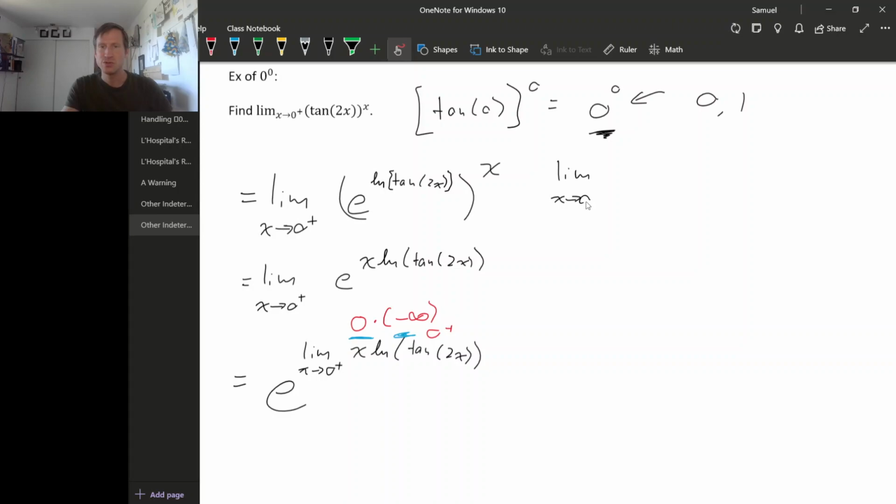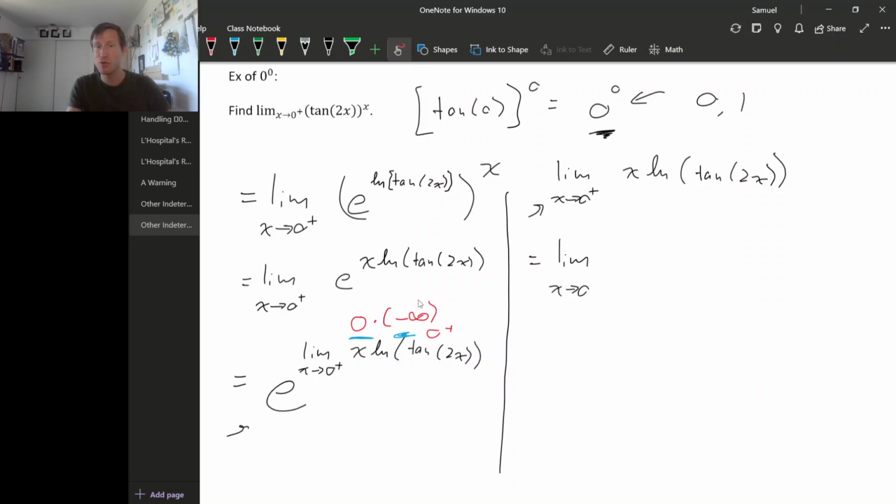So to calculate this limit of x natural log tangent 2x, we just need to rewrite it as a quotient. I'll come back to the exponential. Once we know the value of this limit, we'll just raise e to that power when we're done. Okay, so we already have a plan of action for this 0 times infinity indeterminate form. And our plan of action is shuffle one of the things to the denominator. And I'm going to choose the x, so like this, natural log tangent 2x over 1 over x.